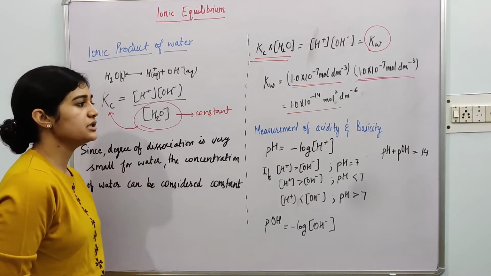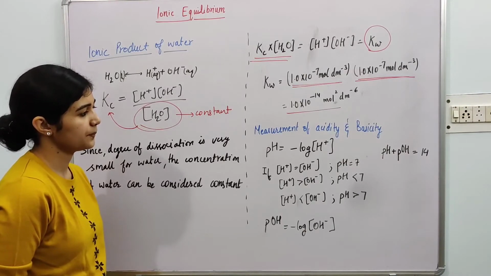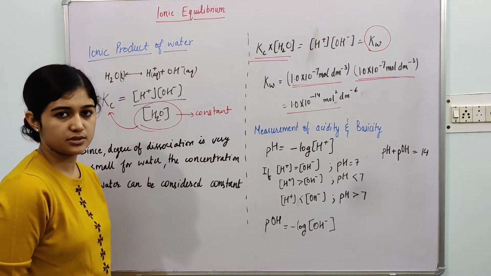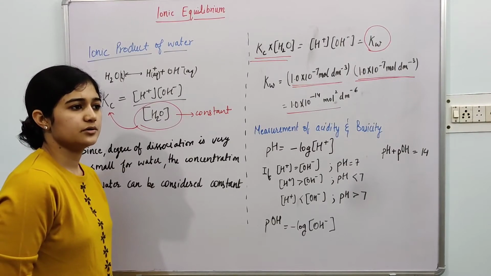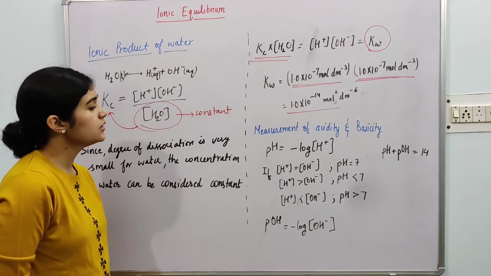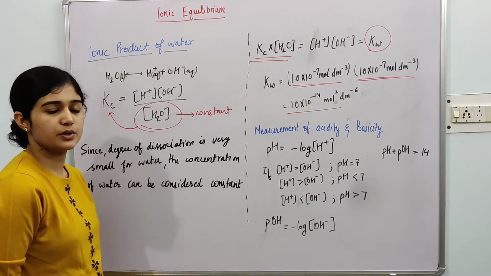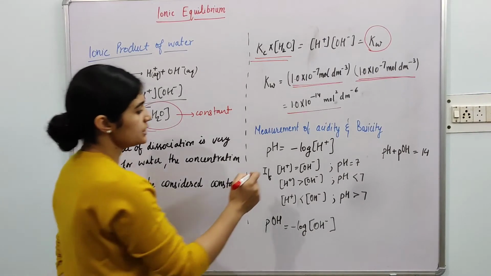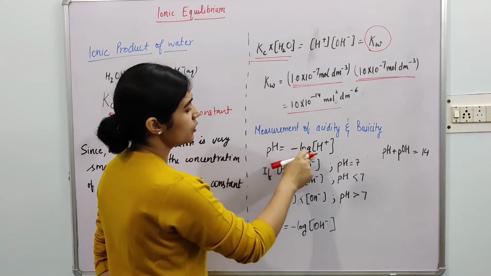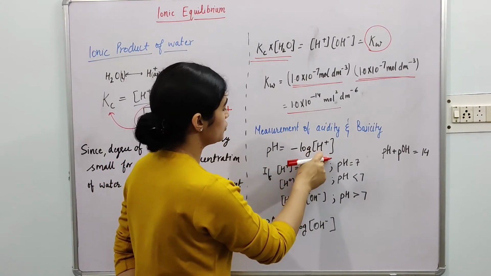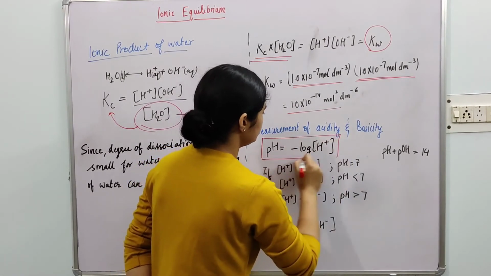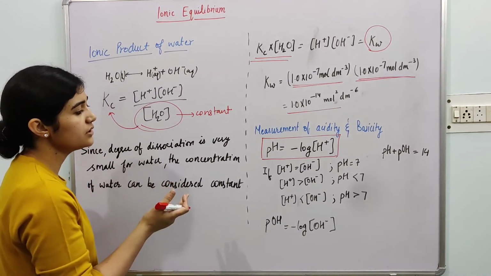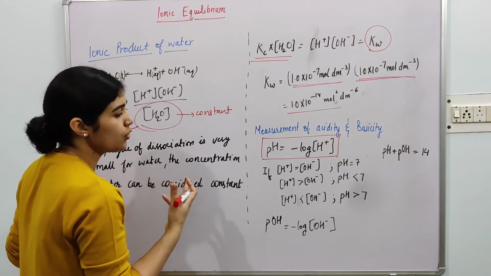Next thing is measurement of acidity and basicity. You must have done the pH test using litmus paper or a pH meter. That instrument or pH paper is used to measure the acidity or basicity of any solution. So pH is nothing but the negative logarithm of the concentration of H positive. What does this tell us? This tells us whether our solution is acidic or basic.